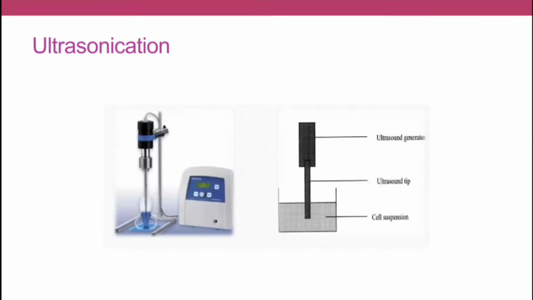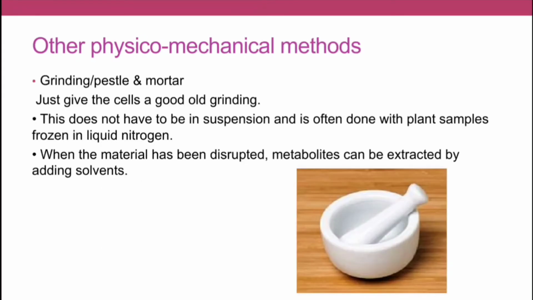So this is an ultrasonicator. On the left side you can see the actual image of ultrasonication, and on the right side you can see a schematic image where the ultrasound is generated, and the ultrasound tip is there, and the cell suspension is kept at the bottom in the container. The tip creates a wave, and because of that wave the cells are disrupted.